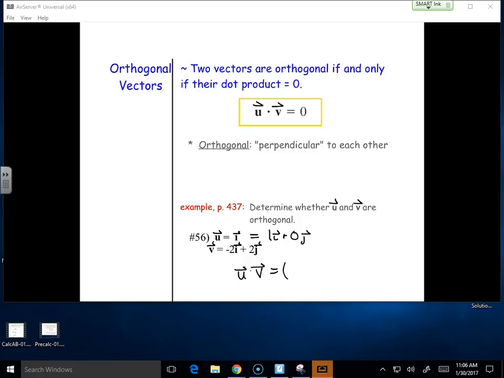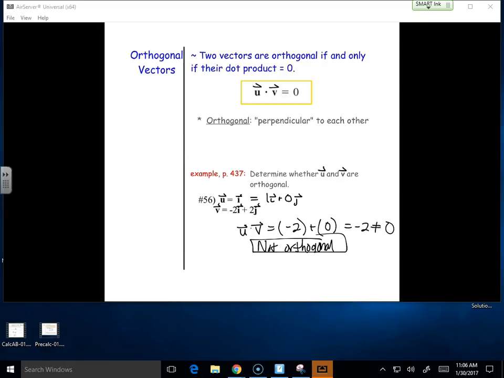wouldn't we have 1 times negative 2 first, plus 0 times 2 second? What's the dot product? Well, what does that mean? Exactly. If the dot product is not 0, then we can say they are not orthogonal, which means they hit at some sort of angle other than 90, right? Not orthogonal. What if the dot product had been 0? Orthogonal. As easy as that.